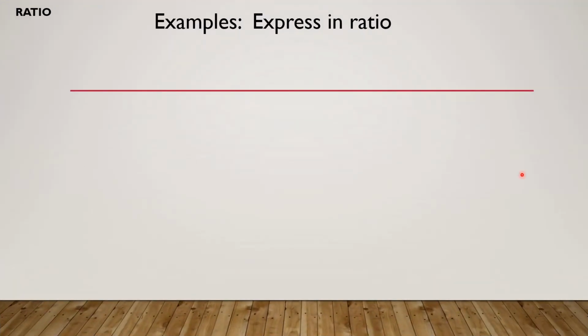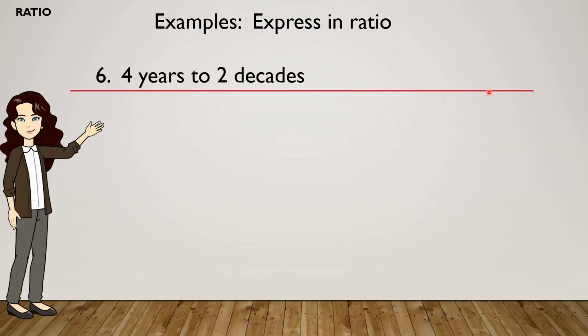Okay, another example. Number 6: 4 years to 2 decades. Do you know what a decade is? How many years are in a decade? We have 10 years. You have 2 decades, so we need to multiply by 10. 2 times 10 is 20. So we have 4 years is to 20 years. We have 4 is to 20, divided by 4 on both sides, and the answer is 1 is to 5. And that will be the ratio: 1 is to 5.